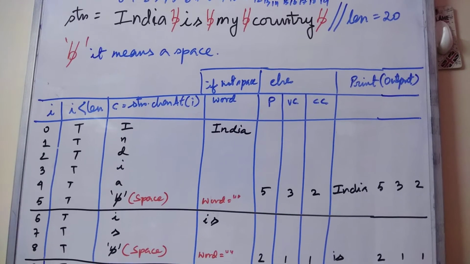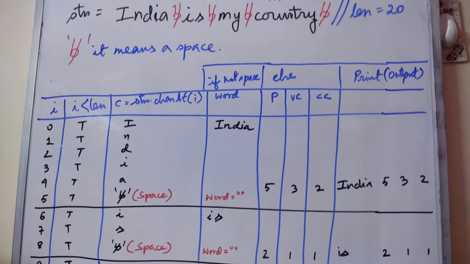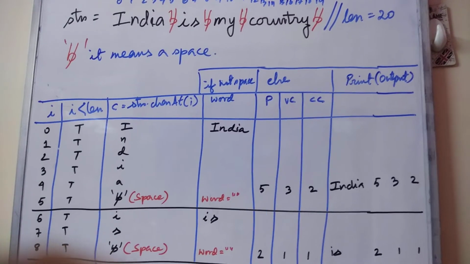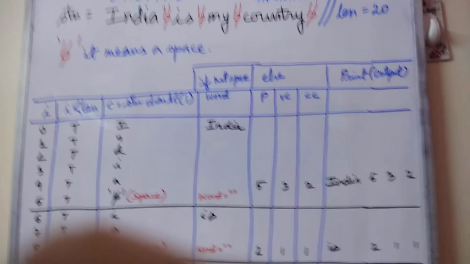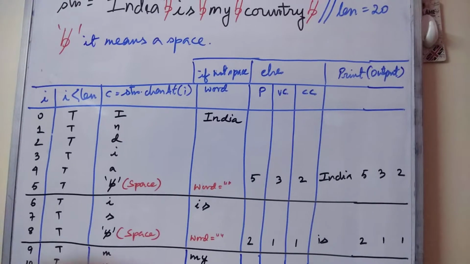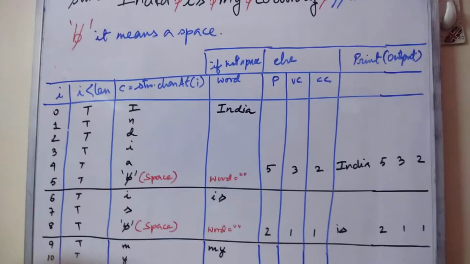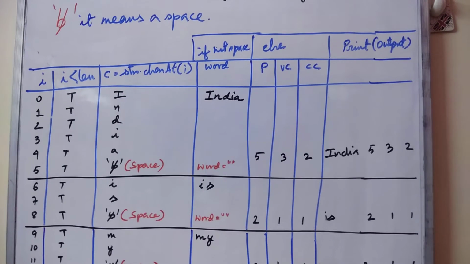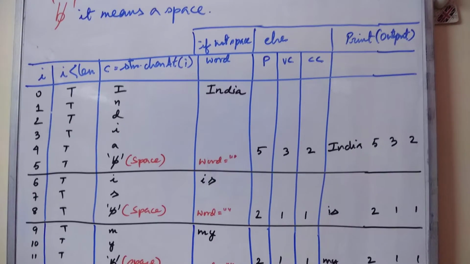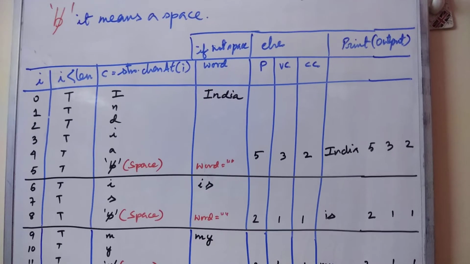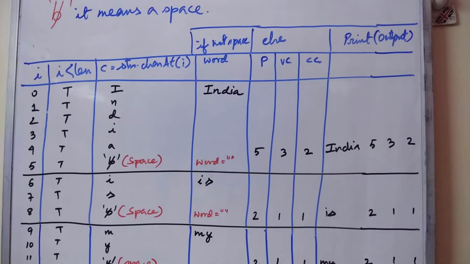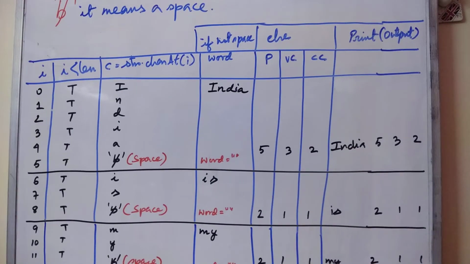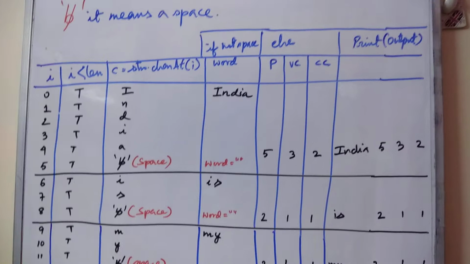The moment I get a space, I move into the else block. In the else block, I'm getting the word India, taking the length of the word and storing it in p. Finally, running another loop, inside the loop I'm counting the vowels and consonants, and finally printing India, followed by 5 as the total length of the word, then 3 vowels and 2 consonants. And at the end, I'm making the word empty. Now I'm moving to the next part.